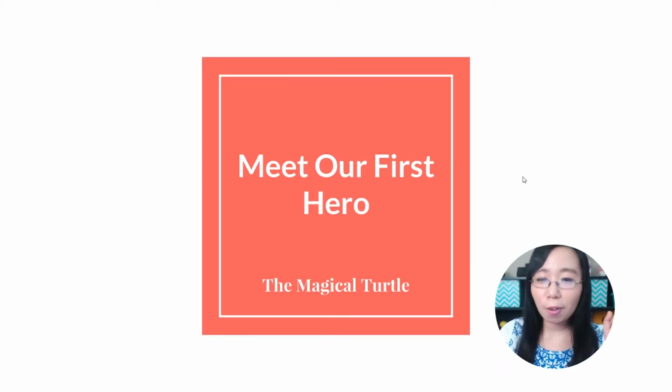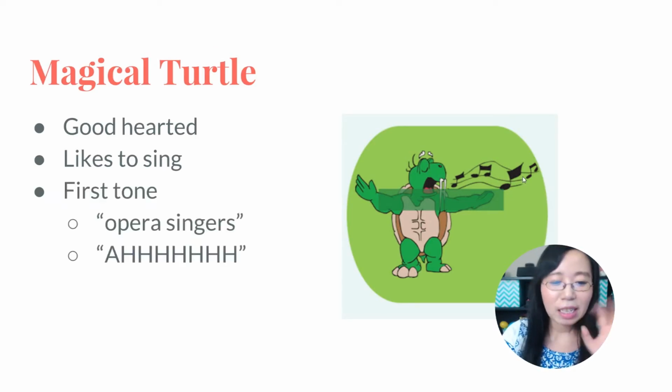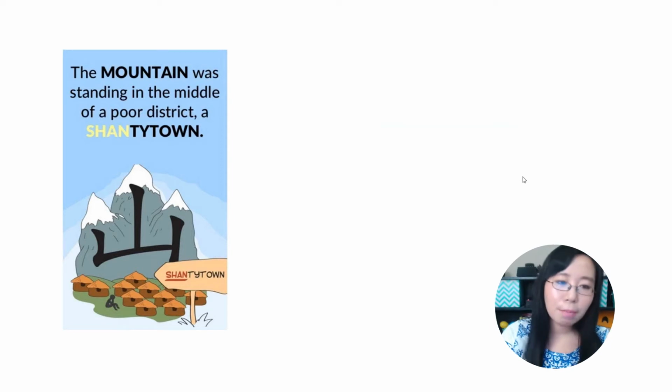So let's meet our first hero, the magical turtle. He is good-hearted and he likes to sing. So that's why I think of the opera singers that I just mentioned earlier, the ah sound. So whenever you see the turtle, it represents first tone. Here we have the character embedded in the picture.